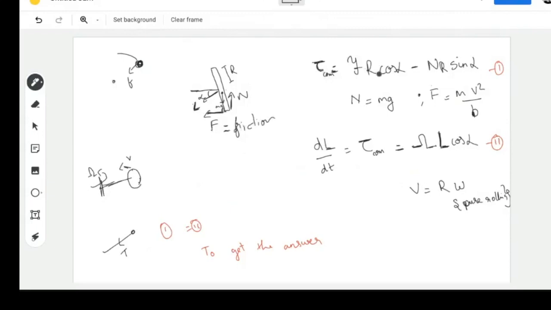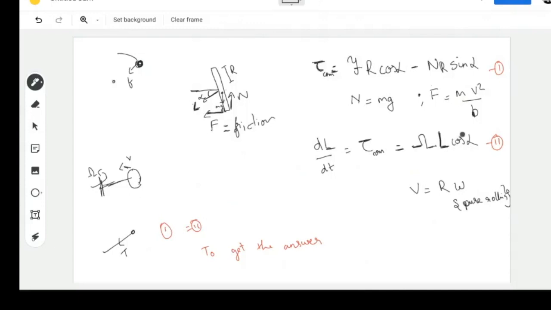So this is a torque equation: friction R cos alpha minus nR sine alpha. And this is the equation for the gyroscope: dL by dt is equal to torque, which equals omega L cos alpha.